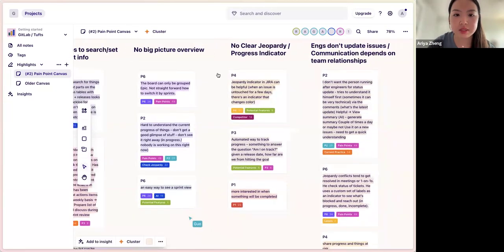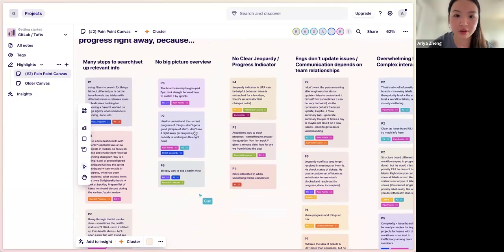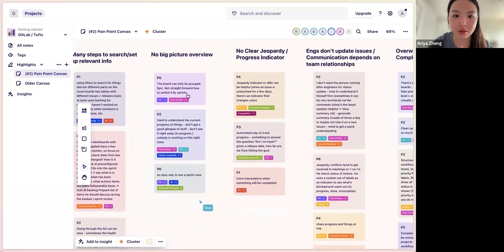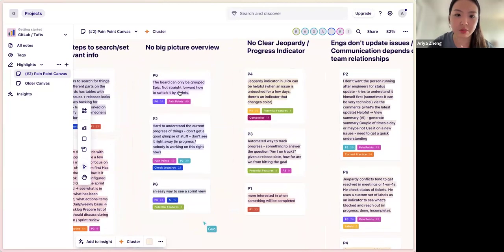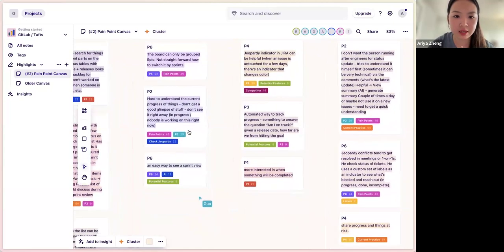And then the second reason why it's hard to understand the progress right away is that there's no big picture overview. Person six said that the board can only be grouped by epic. There's no straightforward way to switch to sprints. And person two is saying that the one with the list, he can't see in progress or if nobody's working on something right away because those things don't show up with the URL. He has to click into the issue to see that.